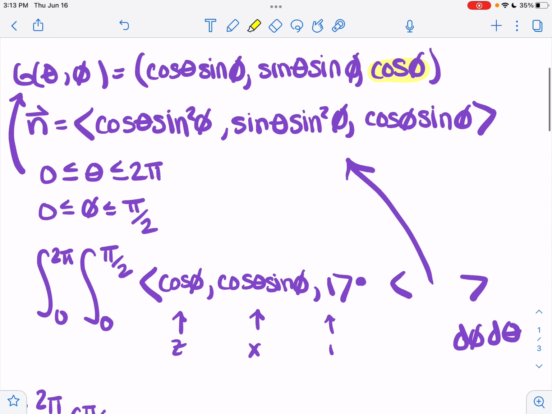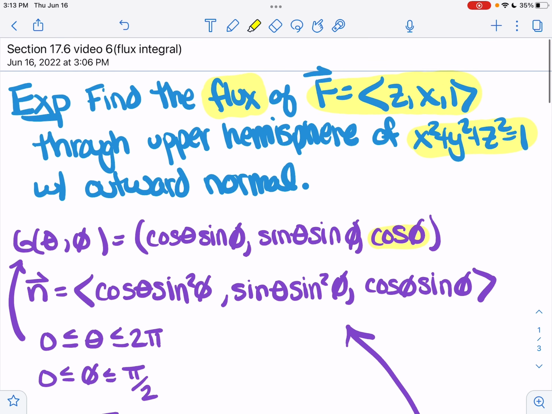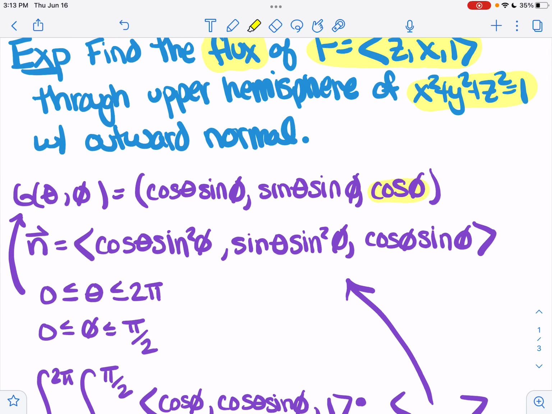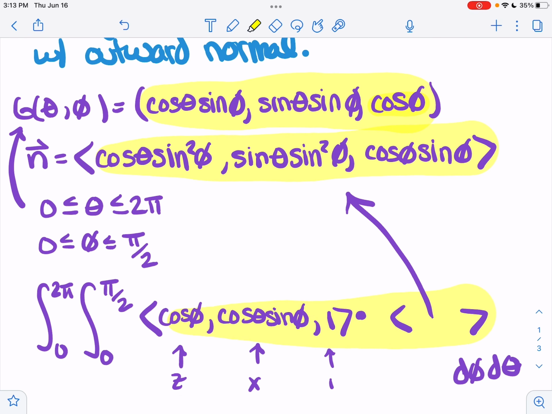I wanted to show you how to set it up. This is the flux integral, and the answer we get is called the flux. And what's involved is the parameterization and the normal, and then the dot product of the two, and that's what we integrate.